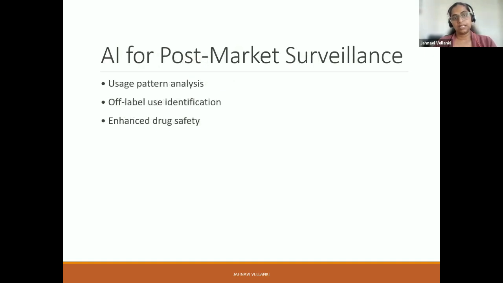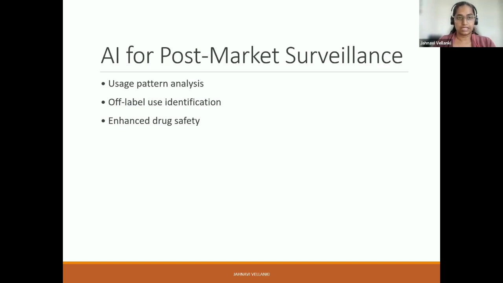Now, let's talk AI in post-market surveillance. AI/ML are revolutionizing post-market surveillance and pharmacovigilance through improved drug safety monitoring and adverse drug reaction predictions. Those are the two big things in post-market surveillance. So AI in real-time safety monitoring: the use of AI in pharmacovigilance or post-marketing surveillance allows for real-time tracking of drug safety.